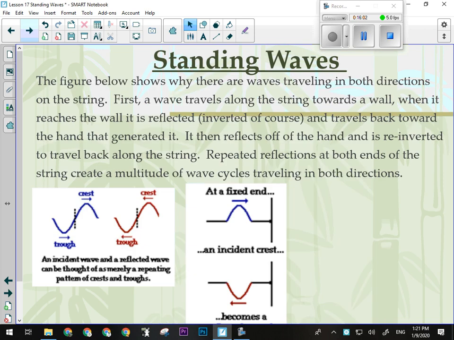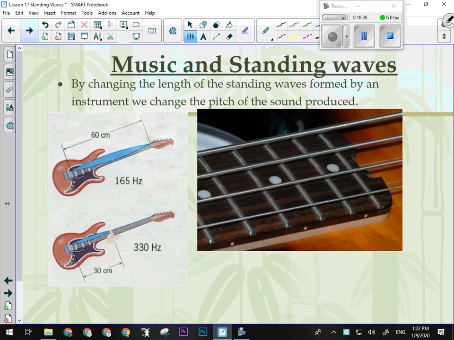So with standing waves, the reason we have an area of destructive interference at either end, so a node at either end, is because whenever a wave comes in and hits a fixed end, like here, it always produces its exact opposite because it reflects back inverted. So you're always going to have a node at either end because of that. That's just what this slide is saying here.